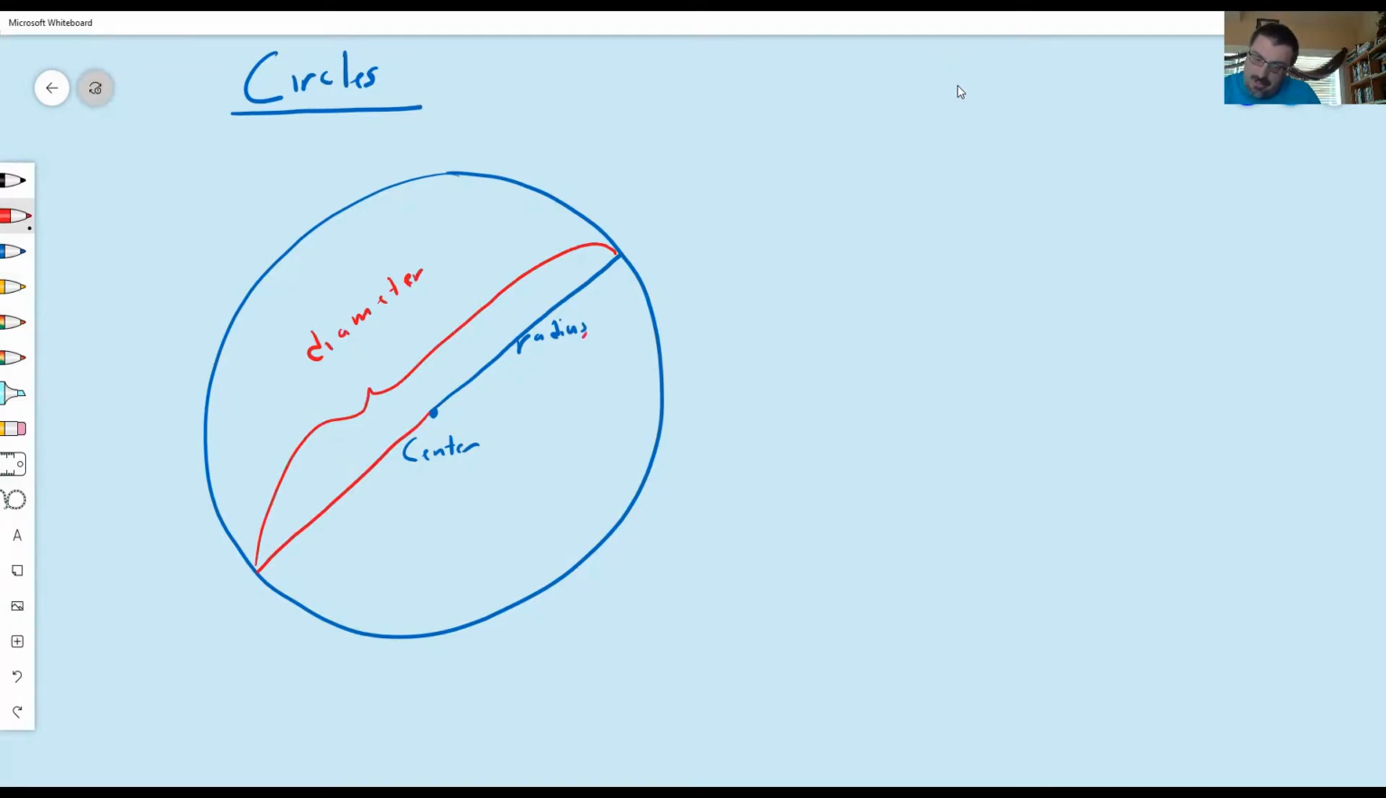We usually call the radius R. So the diameter is D, which, because it's twice two radiuses, is actually 2R. And a lot of times you hear us refer to the center as the point H, K.